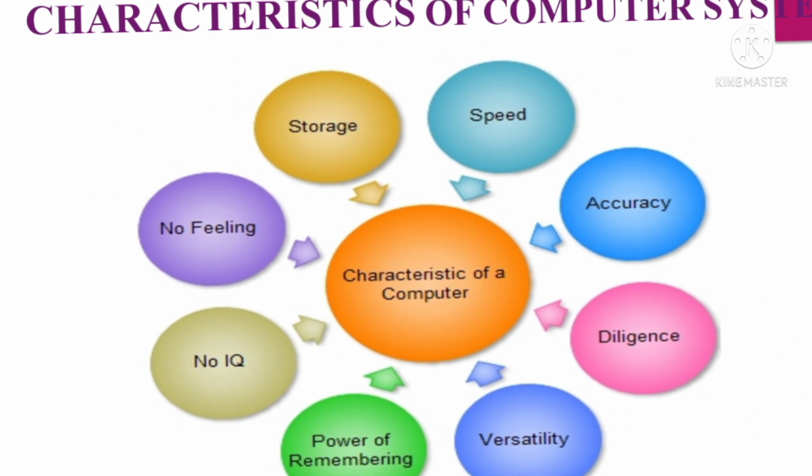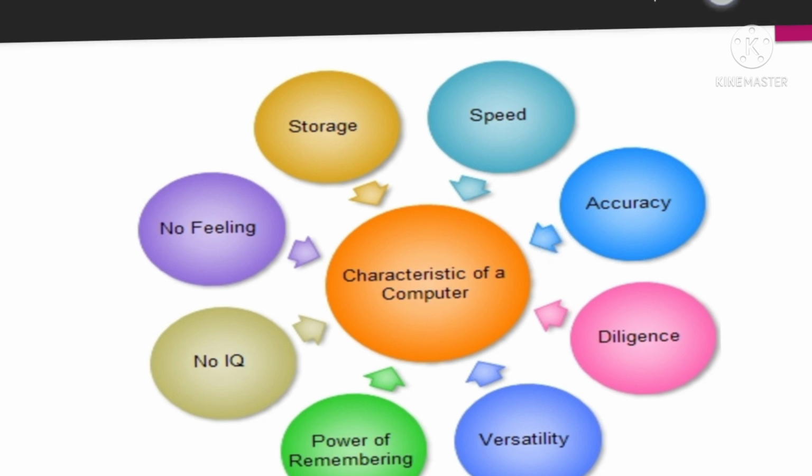Coming to the characteristics of a computer system. Let us start with speed. A computer works with much higher speed and accuracy compared to humans while performing mathematical calculations. Computers can process almost millions of instructions per second, and the time taken by computers for their operations is in microseconds and nanoseconds. So that is all about speed.